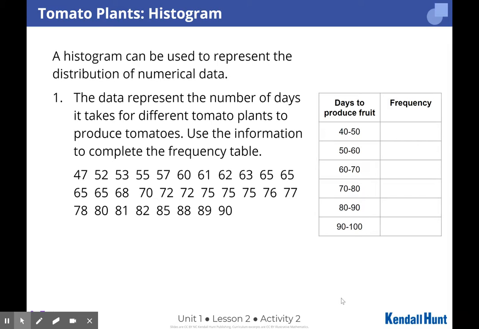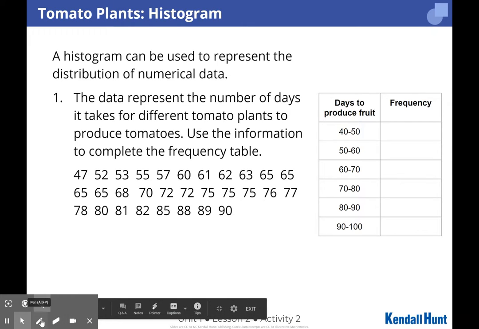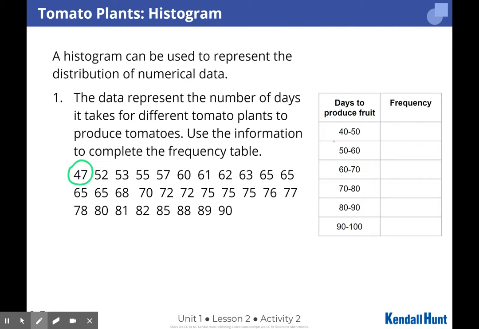So a histogram, it asked you to look at this data and create a frequency chart. To make the frequency table, you needed to count how many numbers were in each category. If you're looking over at your data here, you can see that 47 is the only value that fits between 40 and 50. So you have an interval of 10 there. So we're going to put 1.